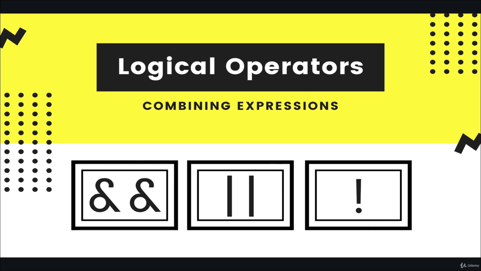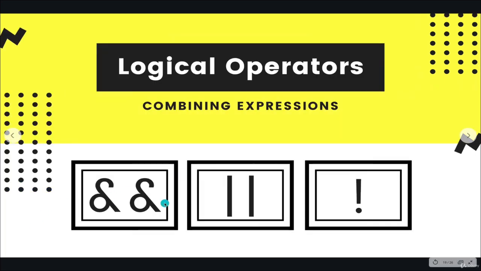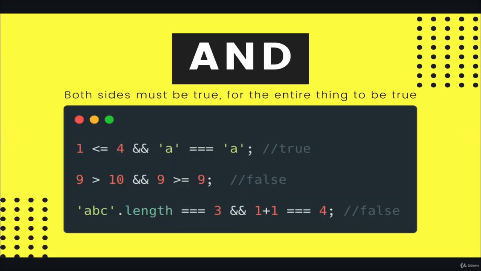So we're going to begin in this video by focusing on and. So and, which we write using two ampersands, the character located above, at least on my computer, the 7 key. Two of them together is logical and. This is going to join an expression on the left and an expression on the right. And in order for the entire thing to be considered true, the left and the right must be true. So both of them have to be true for the whole thing to be true. That is the rule of and.